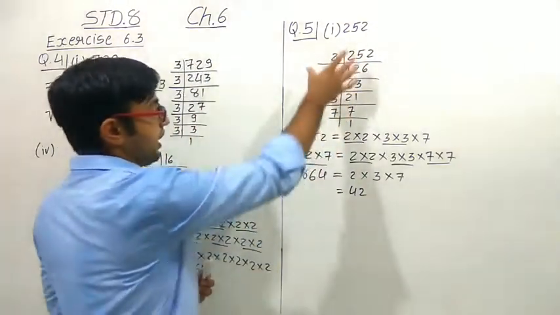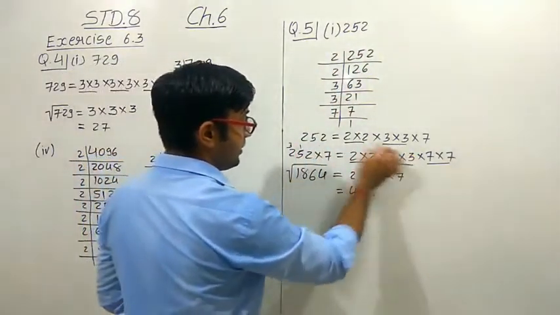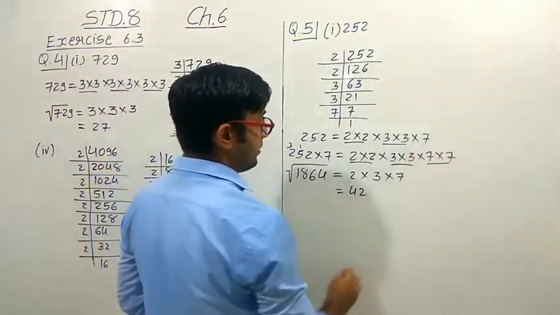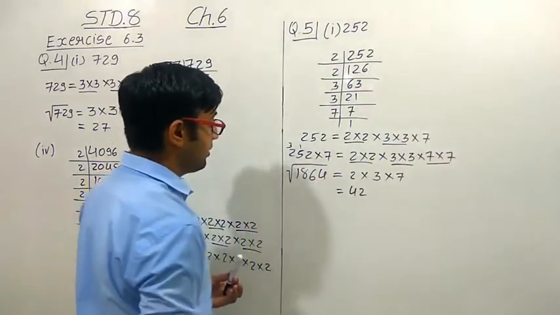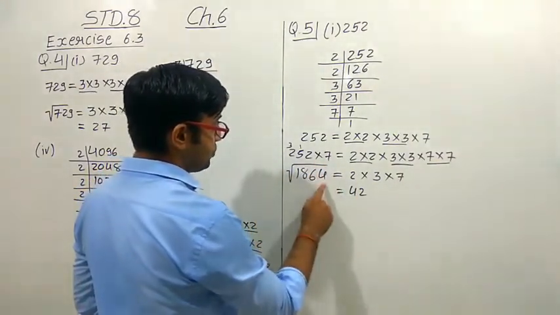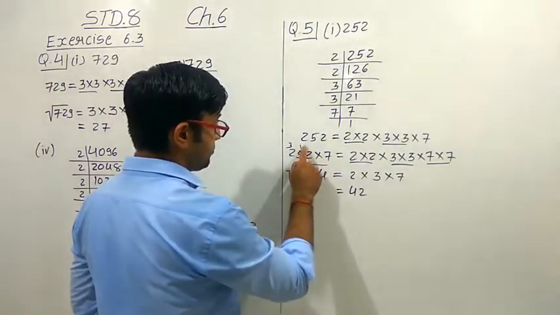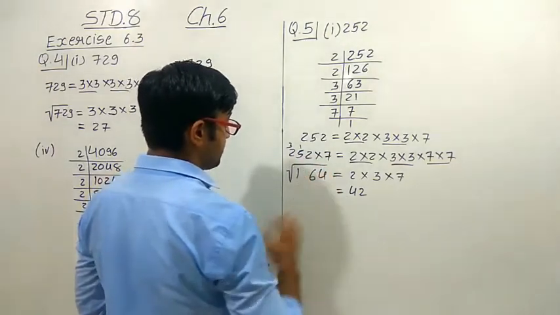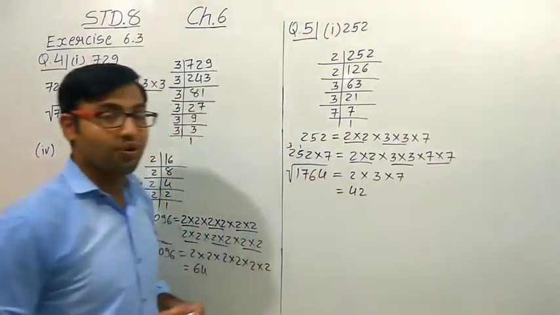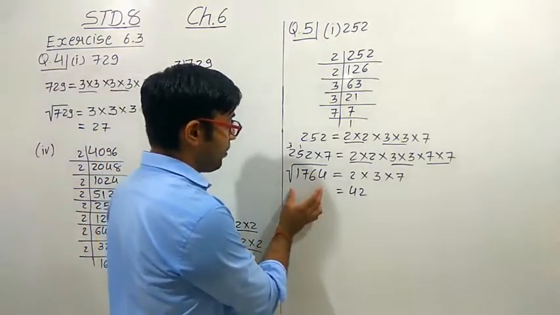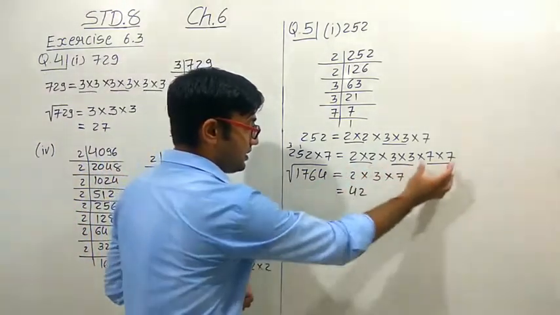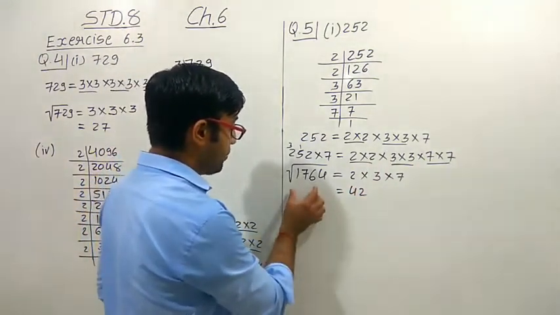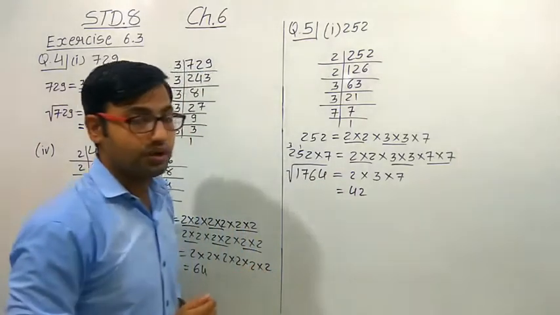So this number, 252, first of all is not a perfect square number. We factorize it, we can see that 7 is the only one. We cannot make the pair of 7, so we have to multiply it with 7. So when we multiply both sides with 7, what we get is 1764. And when we find out the square root, we have to take one digit from each pair. So when we multiply this, we get 42. That means the square root of 1764 is 42.